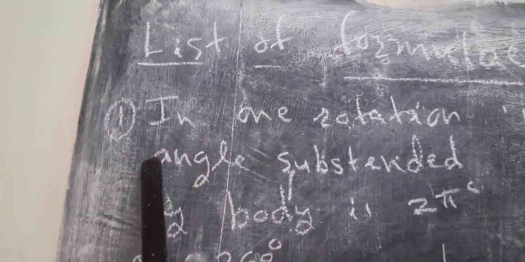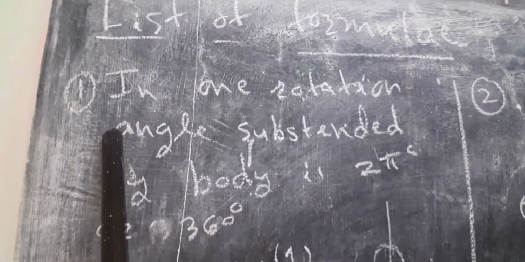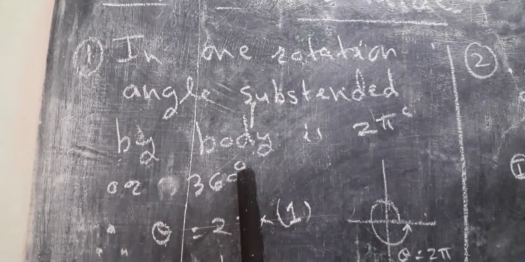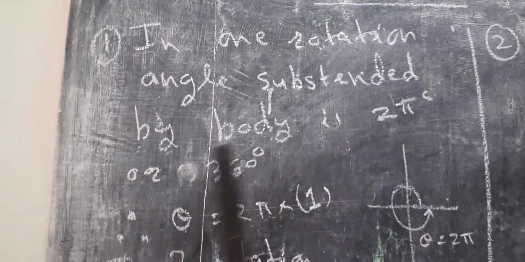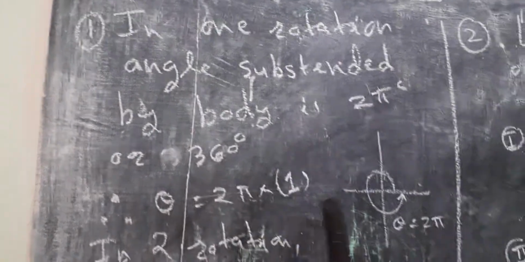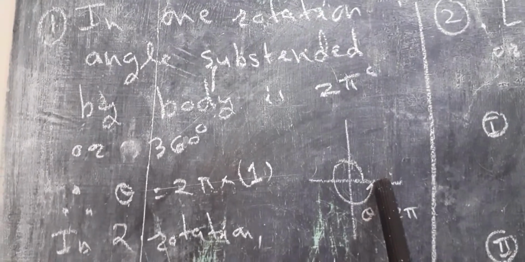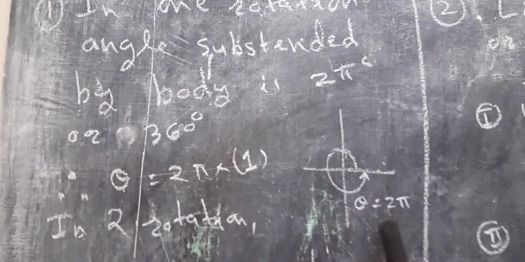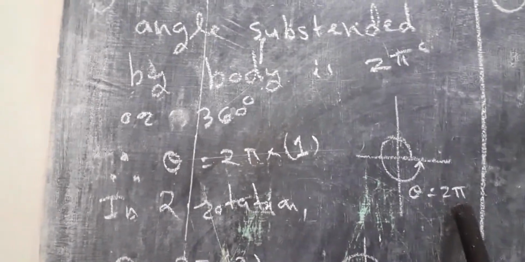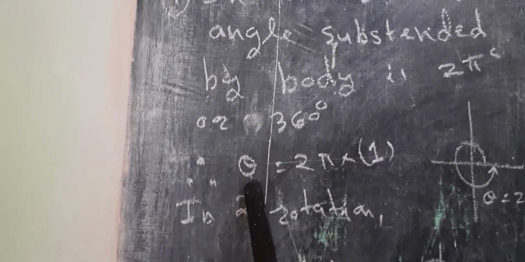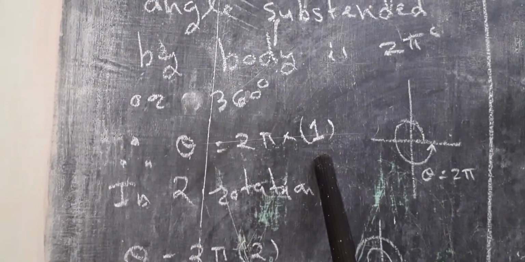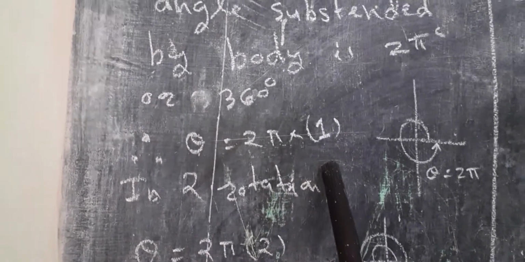List of formulae. First formula: we should know the concept of angle. In one rotation, the angle subtended by the body or particle is 2 pi radian, or we can say 360 degree. Suppose this is the body, it starts from the x-axis. So in one complete rotation, the angle theta is equal to 2 pi, or we can write this equation like this: theta equals 2 pi into 1, where 1 indicates one rotation. So we get theta is equal to 2 pi or 360 degree.